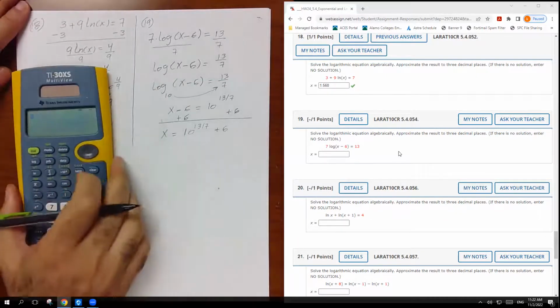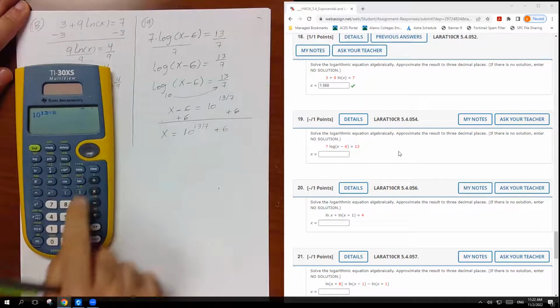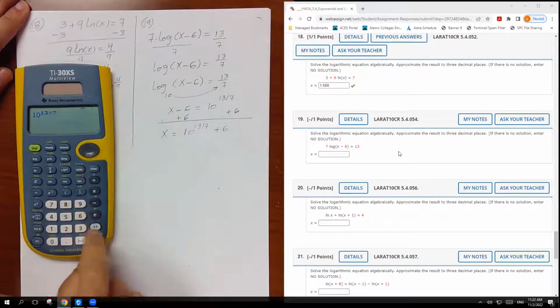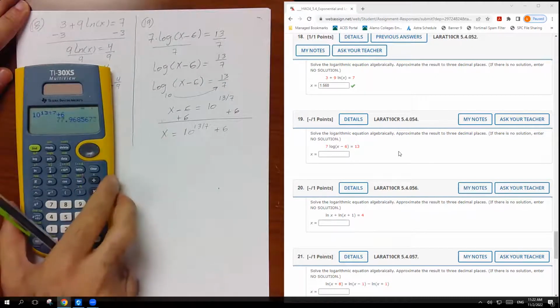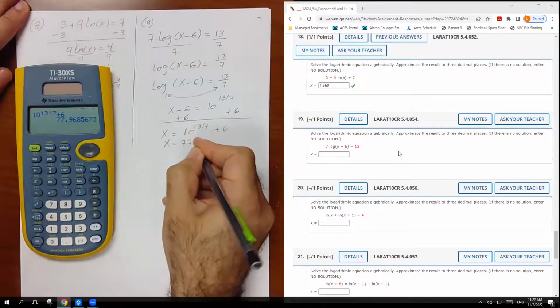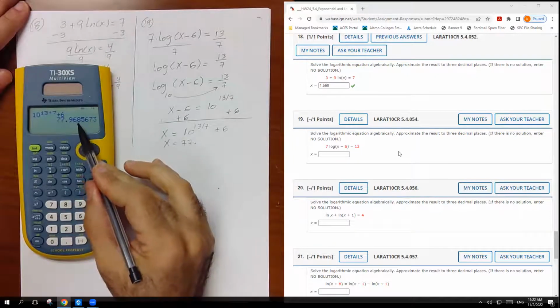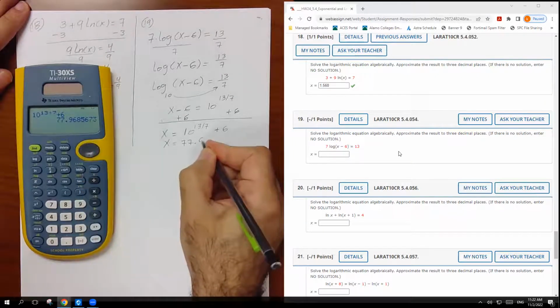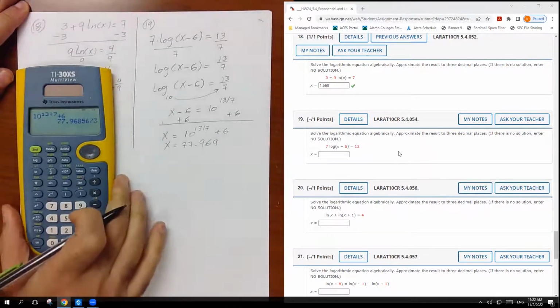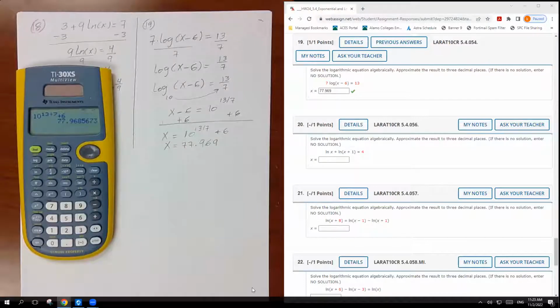Then next step is going to be 10 to the power 13 divided by 7. Go down here, you're going to add 6. So it's going to be 77 point, round to 3 decimal places also. So 969. That's it for this example. Here we go, we got it right. Let's move to example 20.